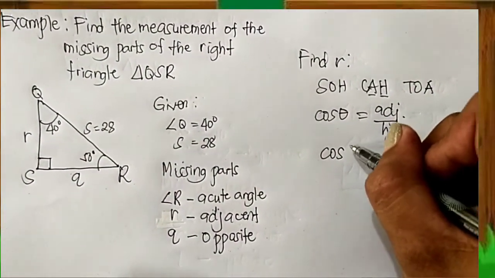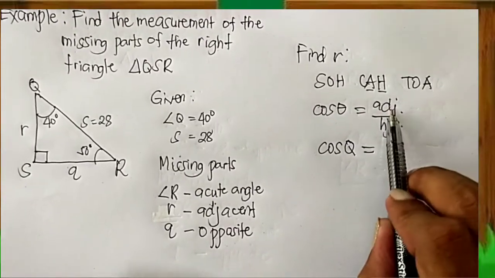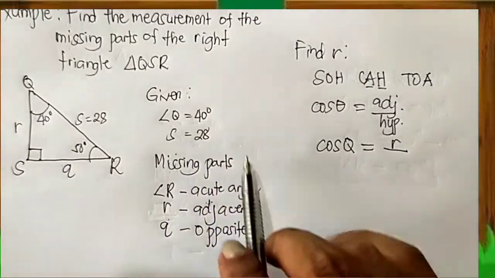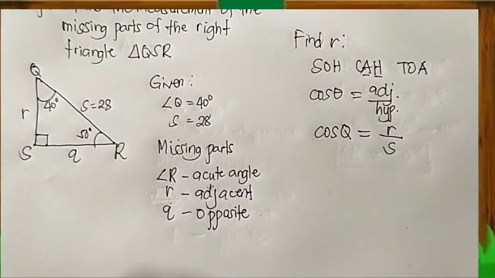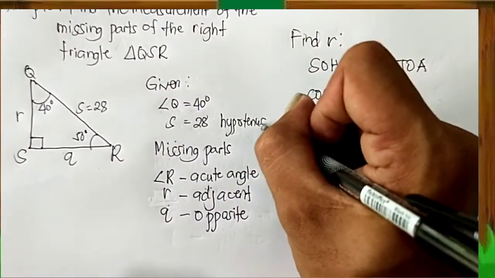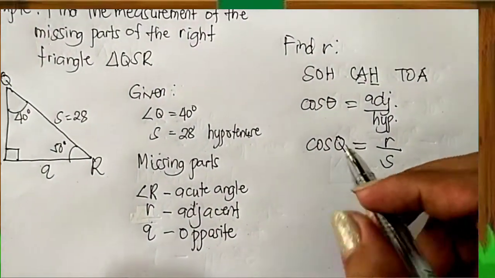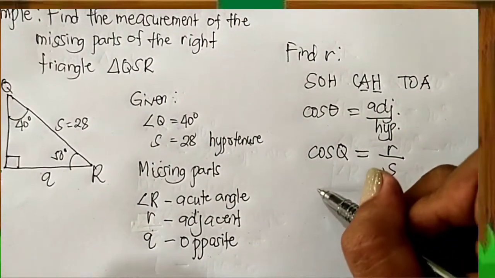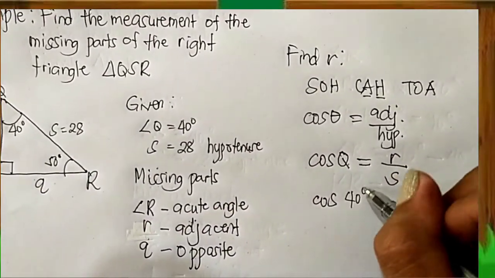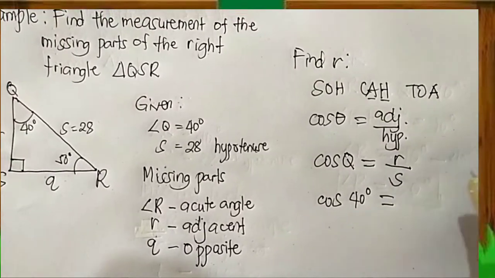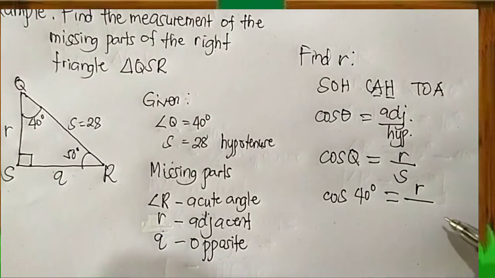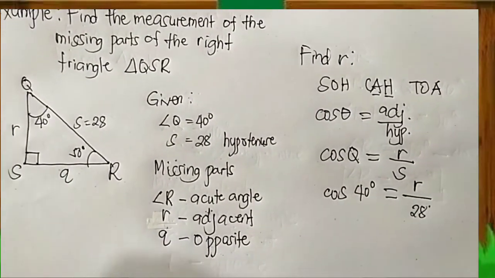Okay, now substitute the letters. Cosine Q is equal to adjacent R over hypotenuse S. And S is our hypotenuse. Now substitute the given values. Cosine Q, which is 40 degrees, equals R, which is the missing part, over S, which is equal to 28, our hypotenuse.